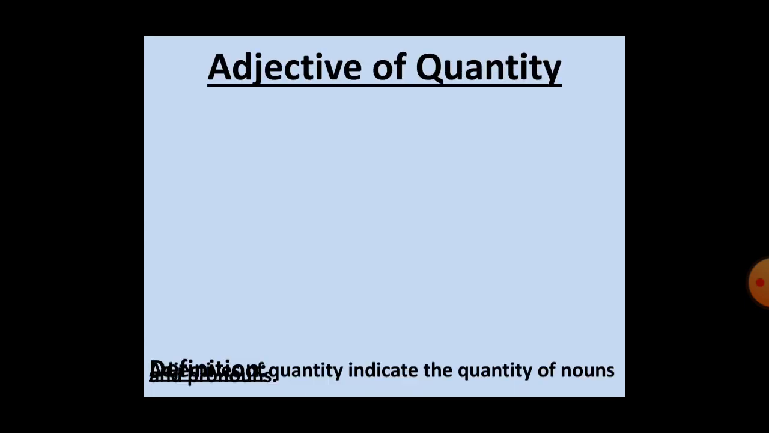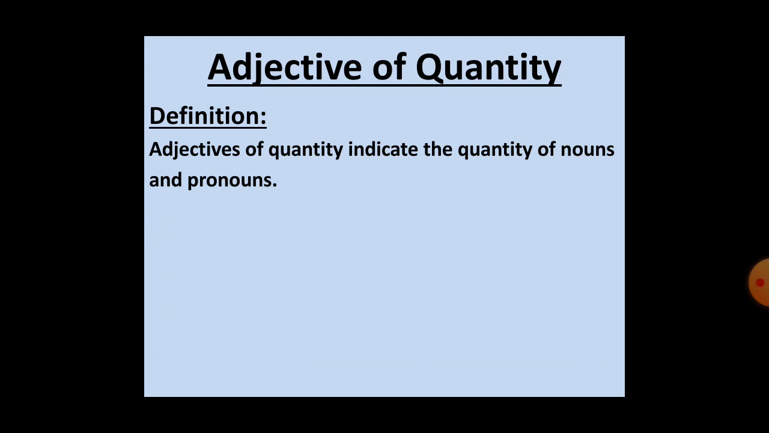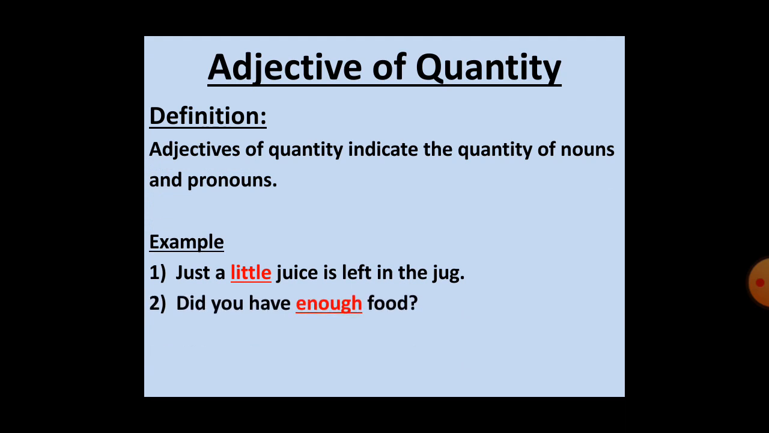Okay students, so now I move towards our next topic, adjective of quantity. So what is an adjective of quantity? It shows the quantity of a noun and pronoun. For example, just a little juice is left in the jug. Did you have enough food?